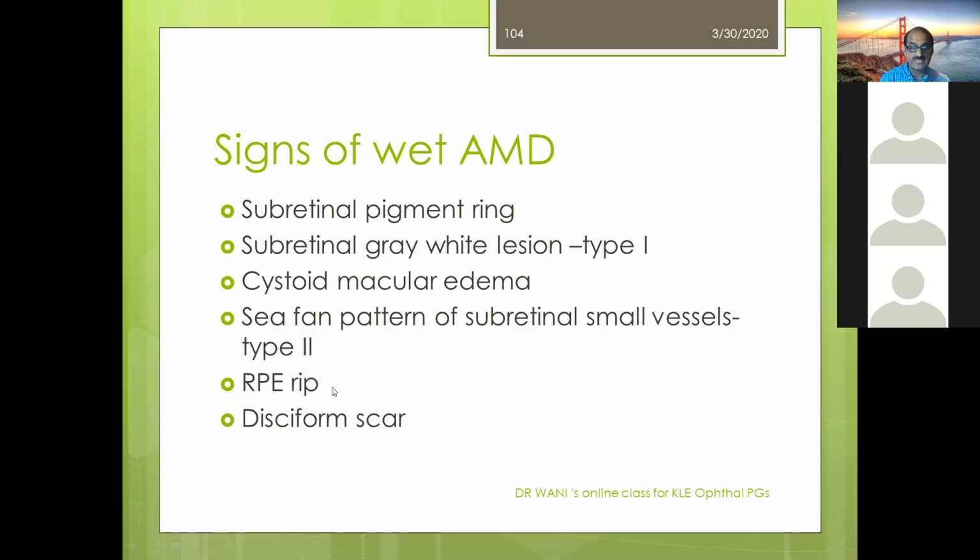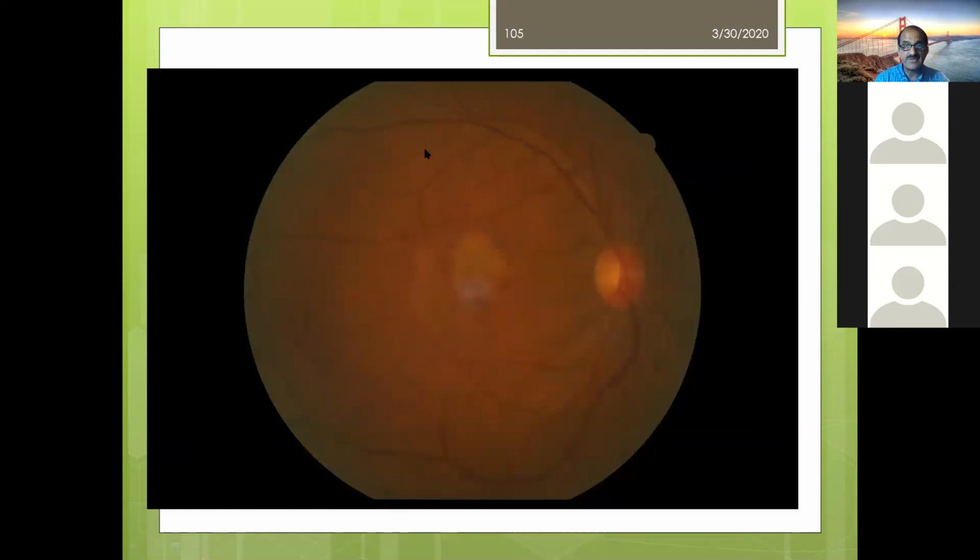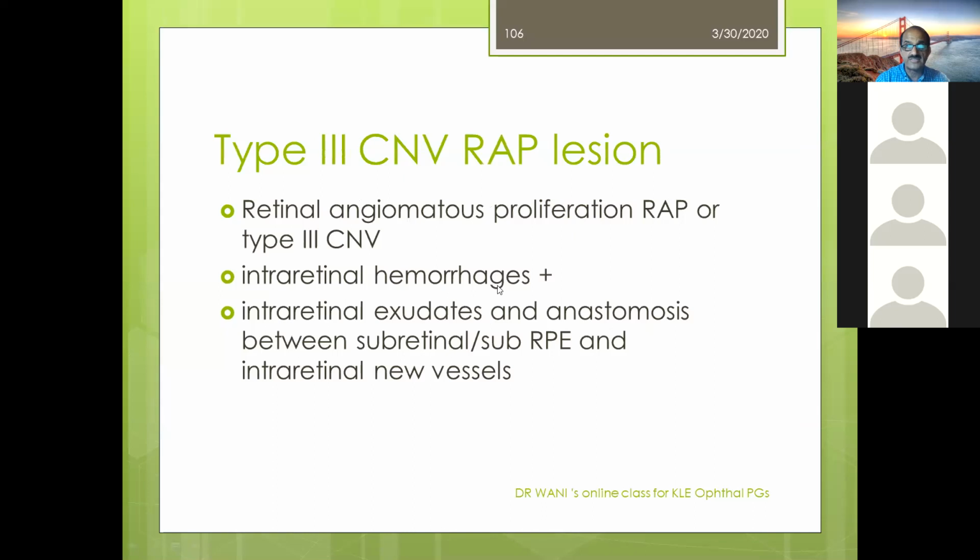And sometimes if there is a large RPE detachment, it can break and cause an RPE rip. So that is another sign. It's actually a very unfavorable sign of wet AMD. And the end stage we will see is the disciform scar. So you can see that we are seeing a grayish membrane under the retina, and you can also see some blood. And I'll show the fluorescein angiogram later.